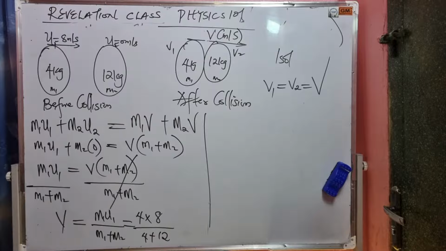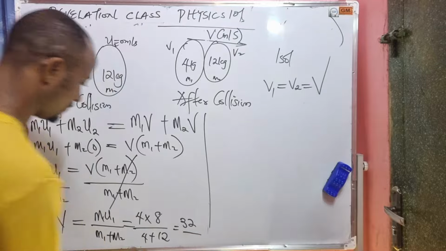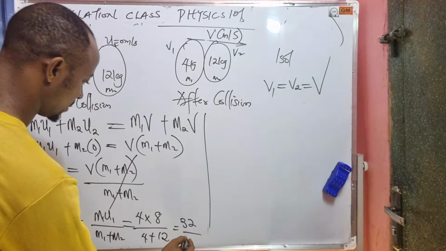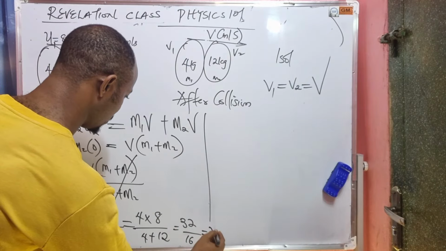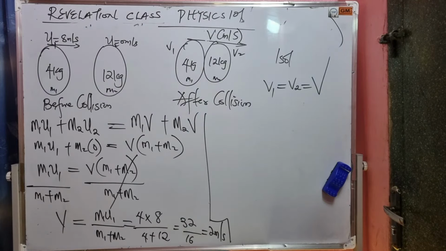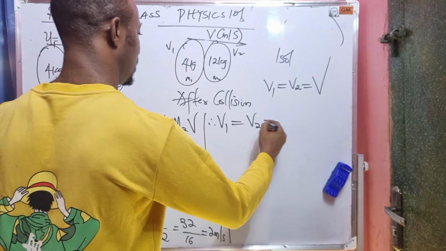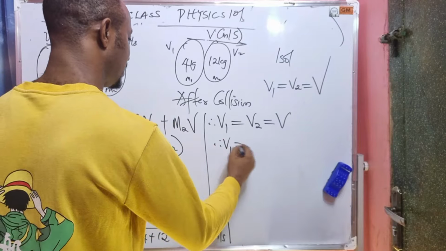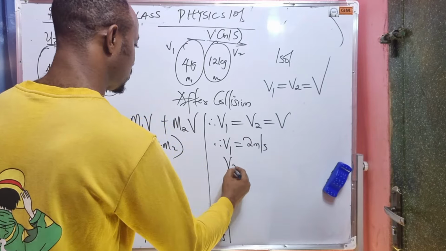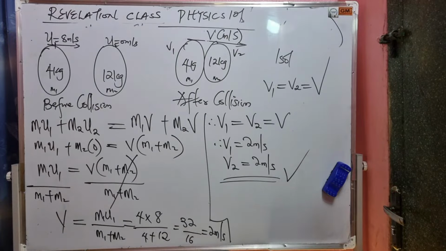Okay, so let's finish up. Here we have 4 times 8, which is 32. 4 plus 12 will give us 16. Divide these two, and that will give us 2 meters per second. Therefore, V1 equals V2 equals V, so our V1 is 2 meters per second and our V2 is also 2 meters per second. Please take note of this: V1 is the same as V2. Now the next question says find the loss of energy.